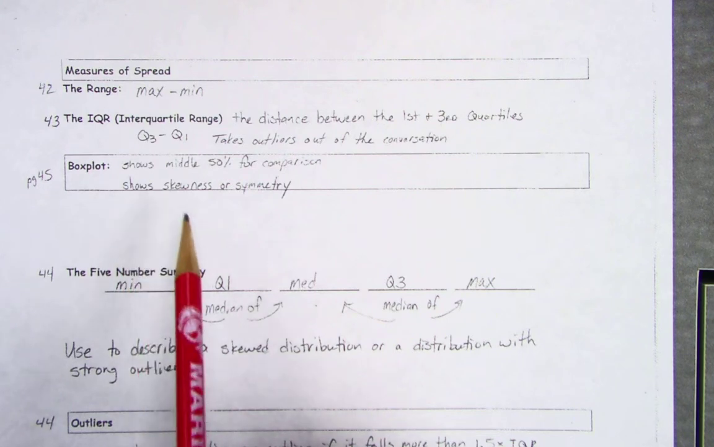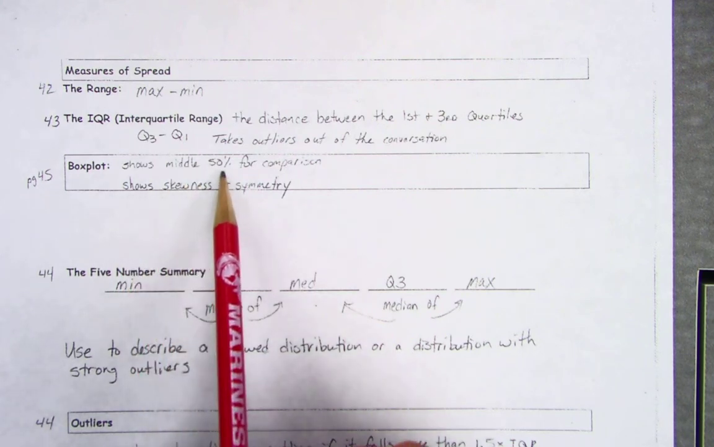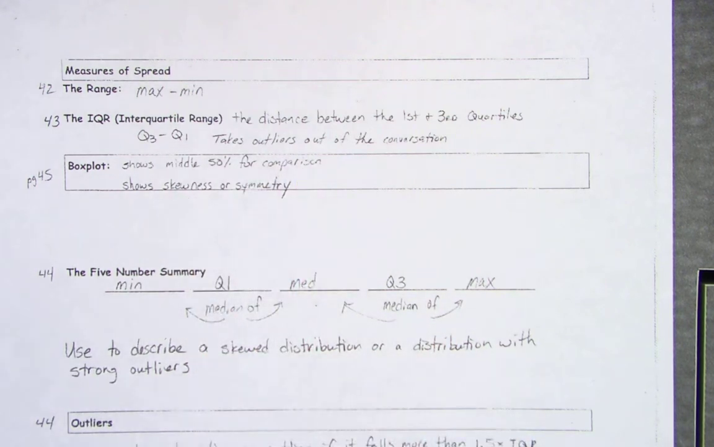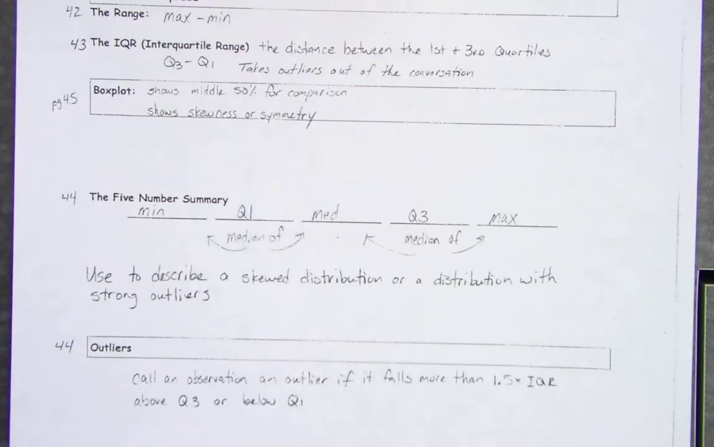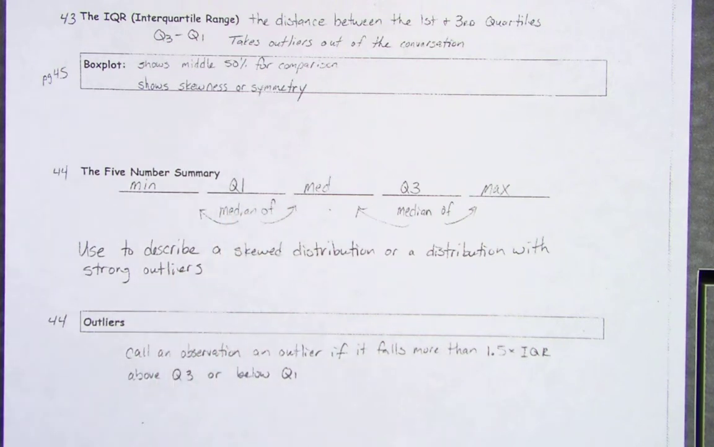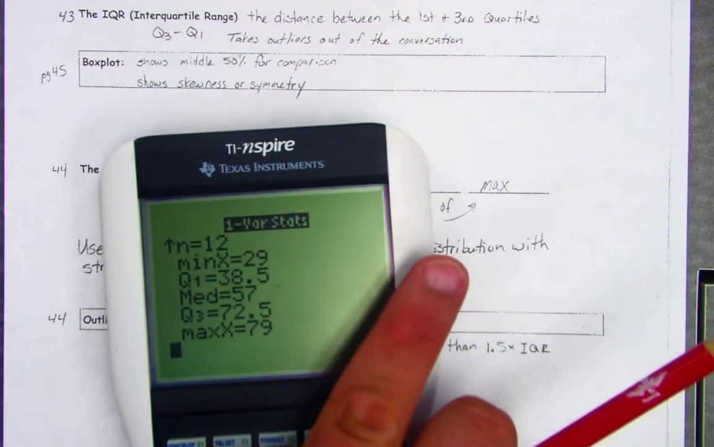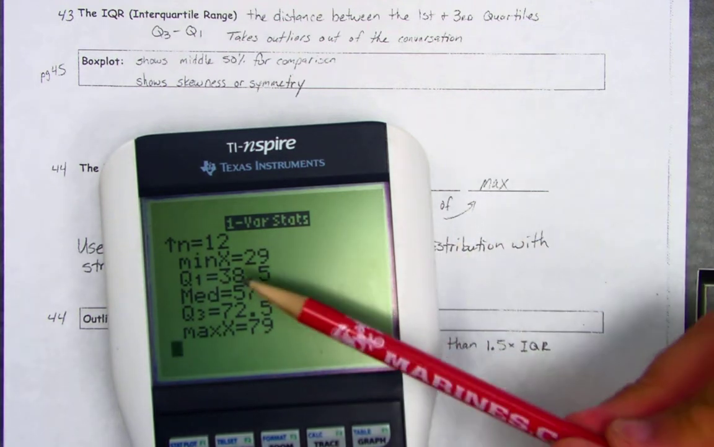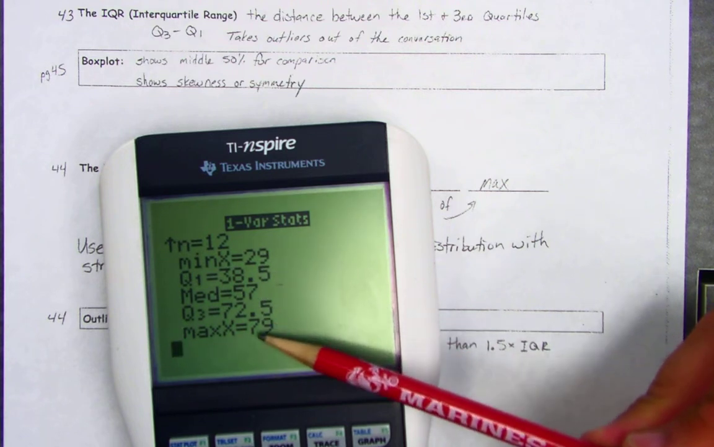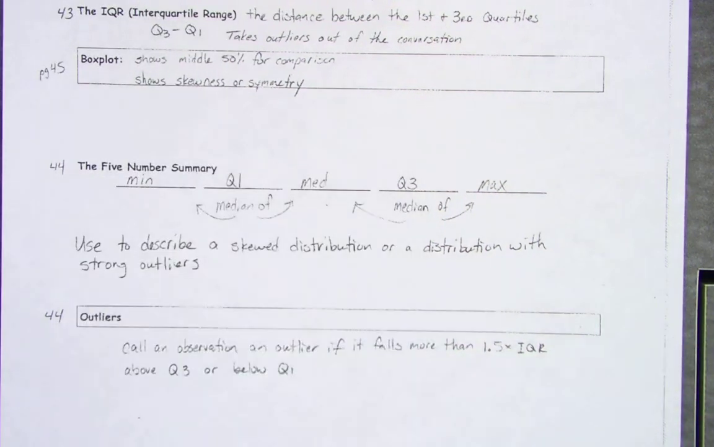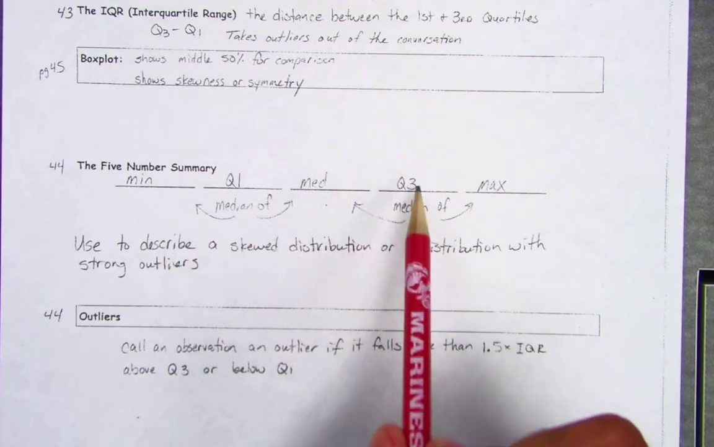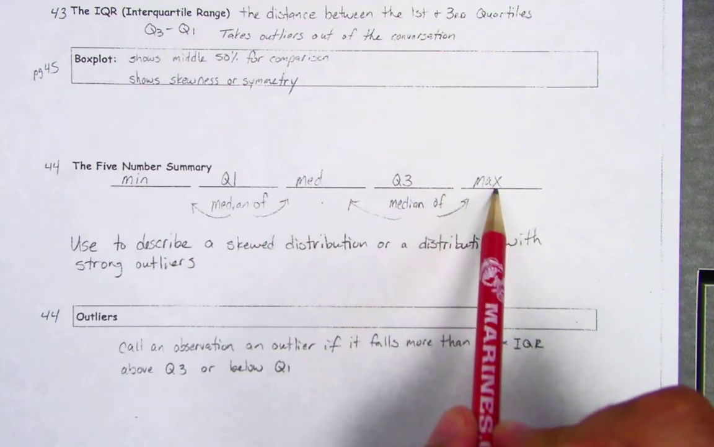Now, a box plot. A box plot shows the middle 50% for comparison. It shows skewness or symmetry. The 5-number summary is what we use to make a box plot. So the 5-number summary is those numbers that I showed you from the bottom of the one variable stats. There's 1, 2, 3, 4, 5: the minimum, first quartile, median, third quartile, and max. That's the 5-number summary. So it's the minimum, the first quartile, the median, the third quartile, and the maximum.